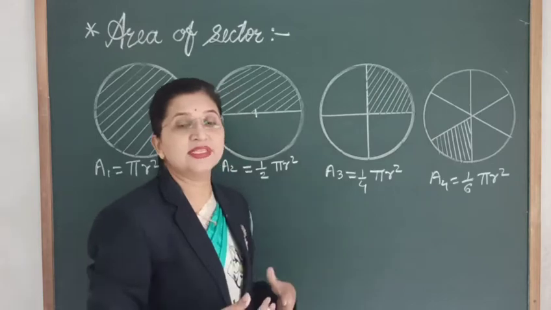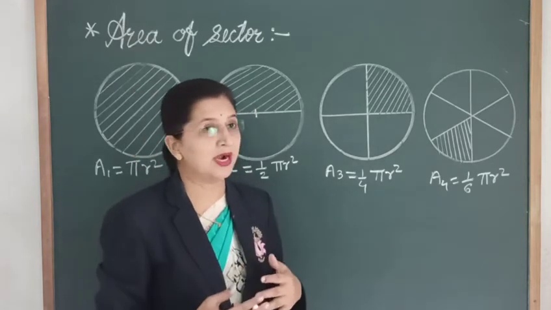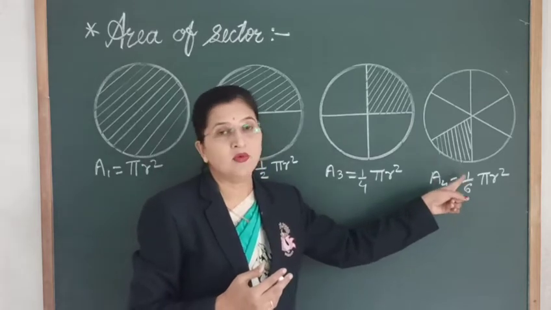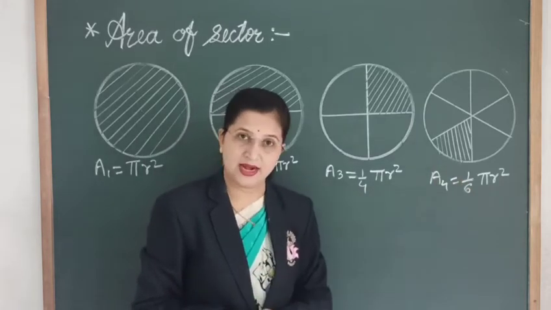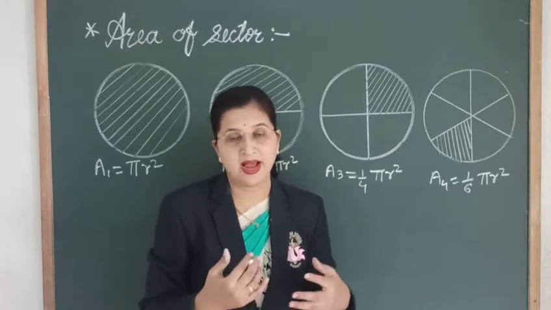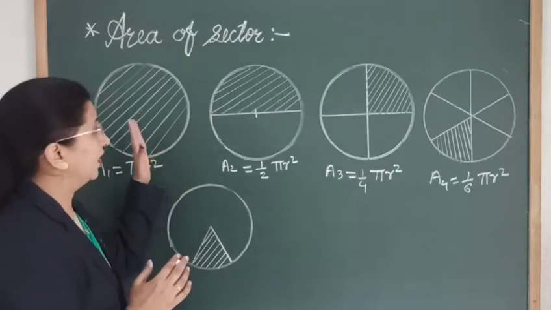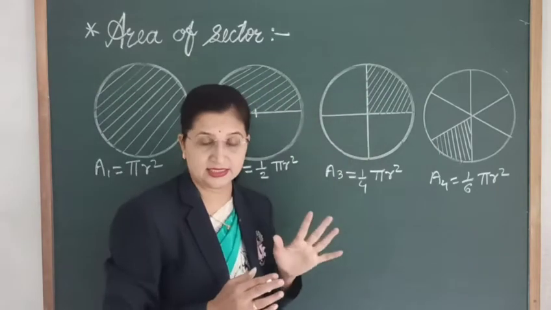Now if the circle is divided in 8 equal parts, to get the area of each part what will we do? 1 upon 8 into pi r square. Or if 7 parts are there then we'll say 1 upon 7 pi r square. In this way we can find out the area of such a sector.